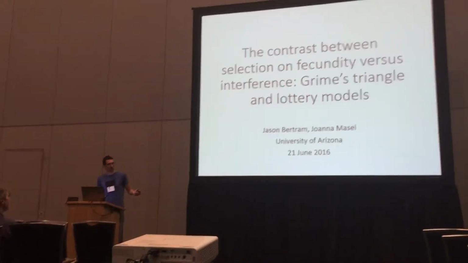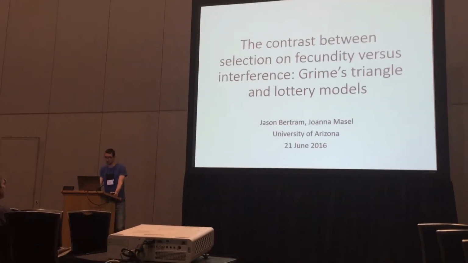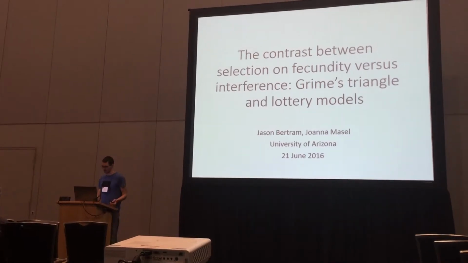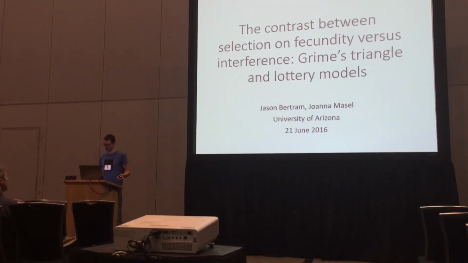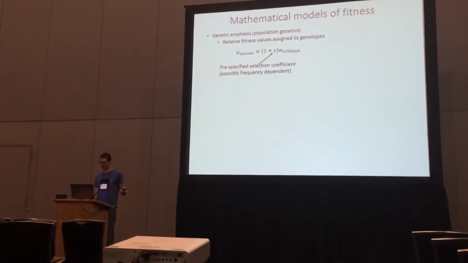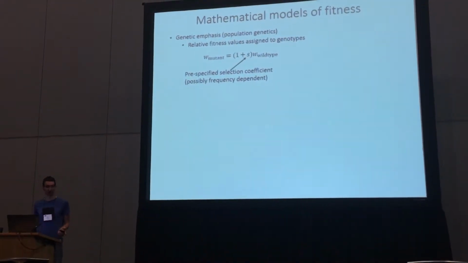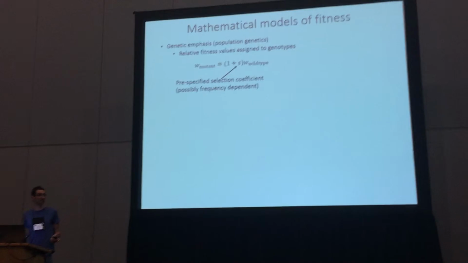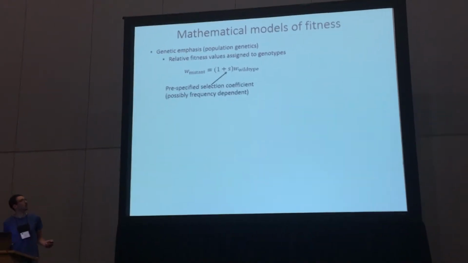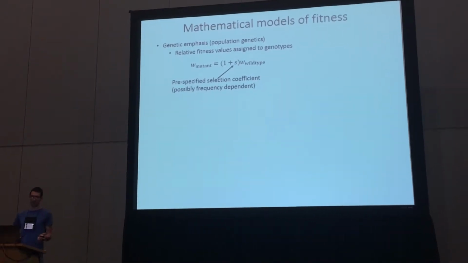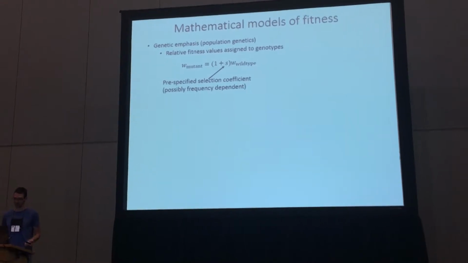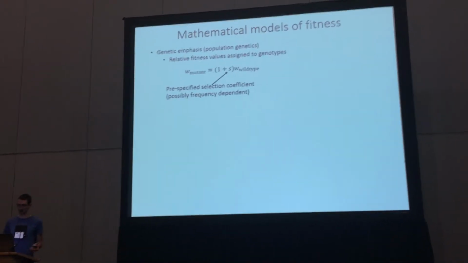So this is some work I'm doing with Joanna Mason at the University of Arizona. The title is what I'll be talking about, but more broadly, I'm going to be talking about how fitness has some serious issues with how we model it, and I'm going to try to fix that in 12 minutes.